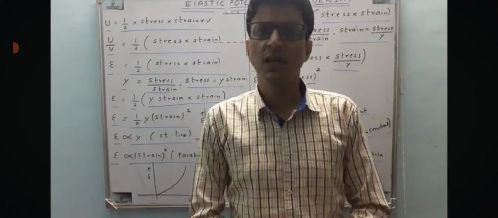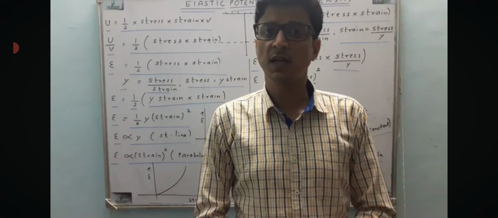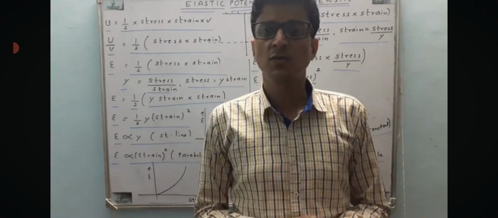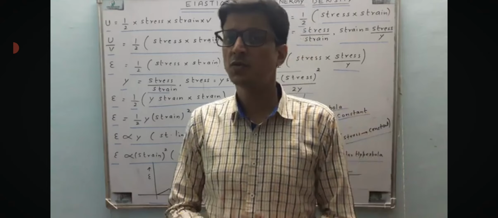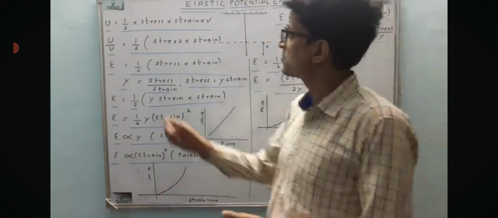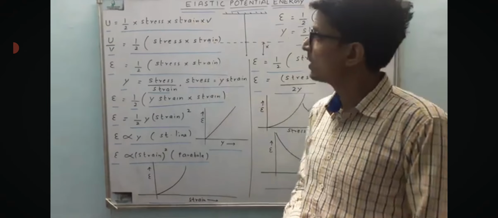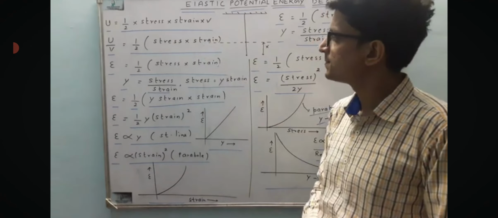Today we will discuss elastic potential energy density stored in a stretched wire. Suppose there is a wire. When you stretch it, internal restoring forces are developed in the wire, and because of this, potential energy is stored in the wire. So we shall look at the derivation and the expression for that. The expression for the stored potential energy is half into stress into strain into volume. So energy per unit volume will be half into stress into strain.